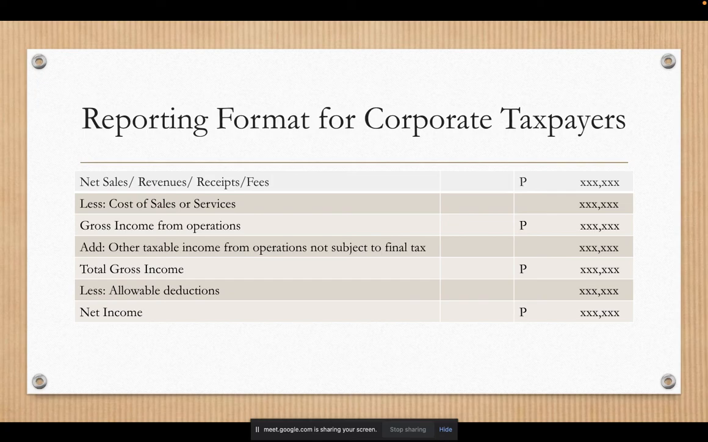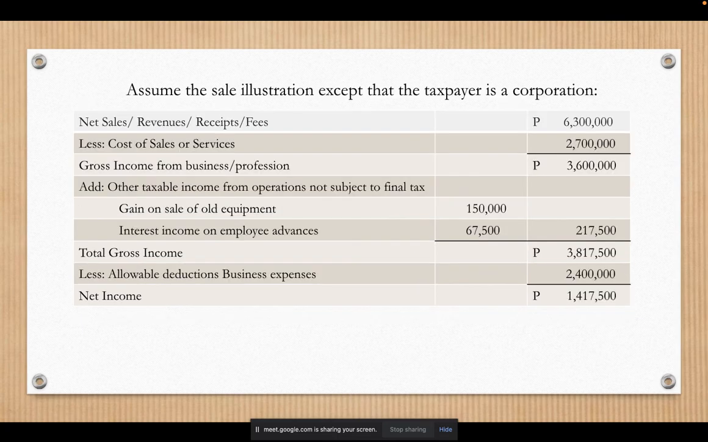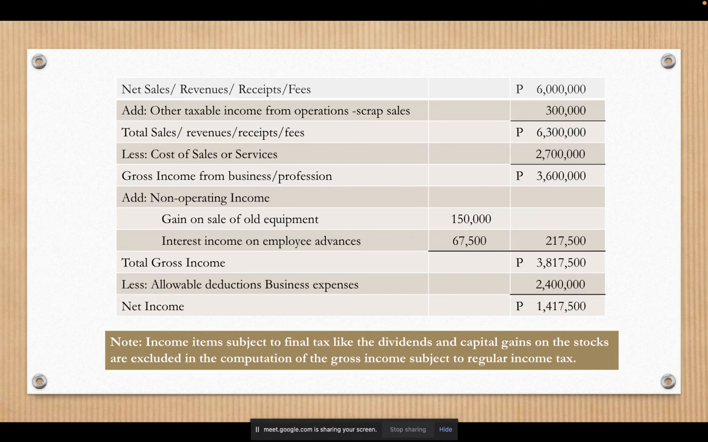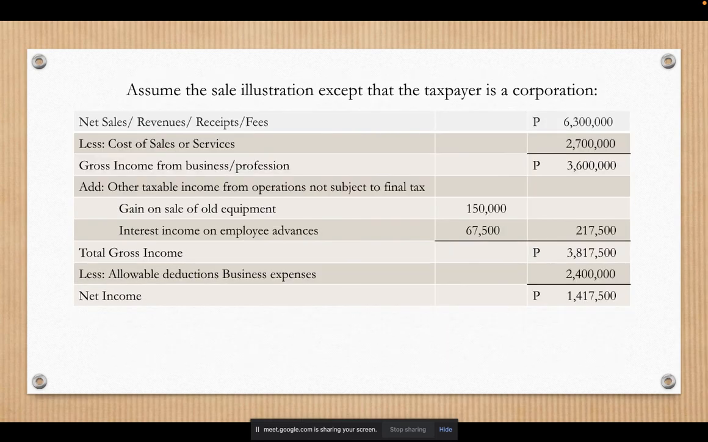Reporting format for corporate taxpayers, ito po ang itsura niya ng pro forma. Net sales less cost of sales equals gross income from operations, add other taxable income from operations not subject to final tax. That would be your total gross income for the corporation, and less allowable deduction, that will be your net income. Now, assume the same illustration except that the taxpayer is a corporation. You have the same illustration as earlier. You will see here the net income is the same. Is it the same? 1.417. Yes, it is the same. Okay?